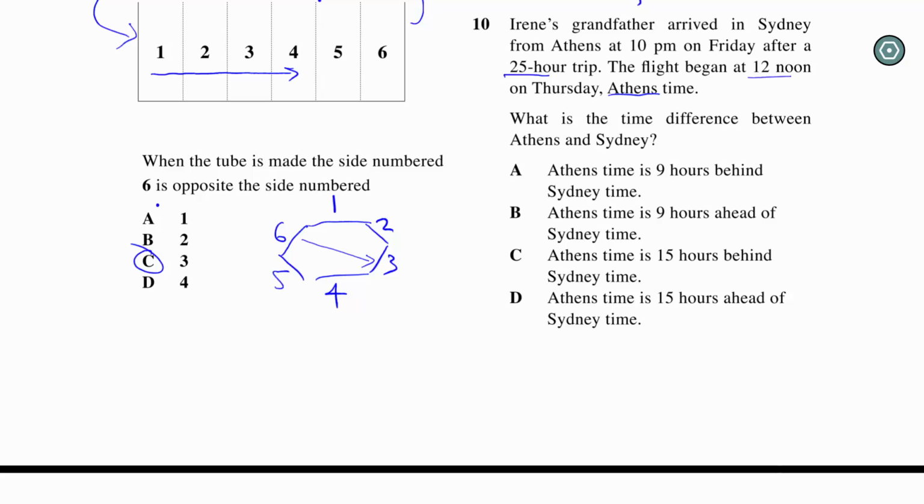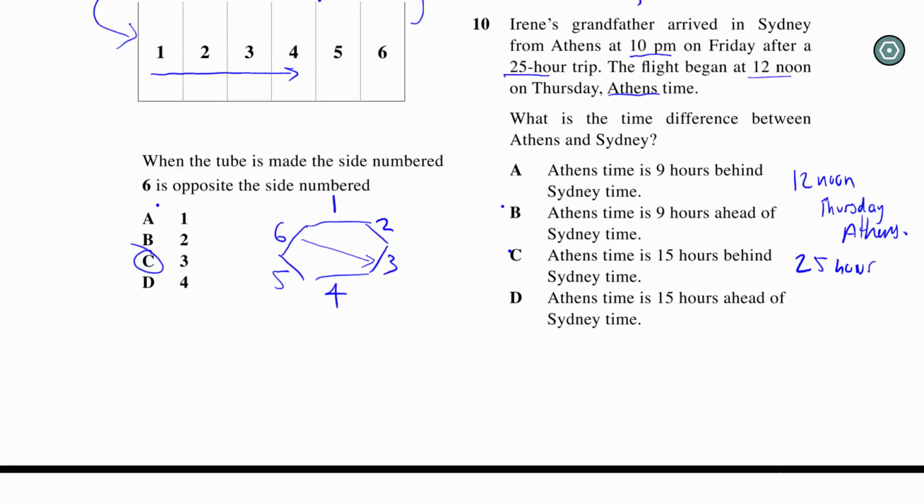So let's figure out when he landed in Sydney at Athens time, because this time here is Sydney time. So what we're going to do is calculate when he arrived in Sydney, but according to the Athens time, right? So if he got on the plane at 12 noon, and this is a Thursday in Athens, and we also know that this is a 25-hour trip, we're now going to calculate what time, according to Athens, the grandfather arrived.